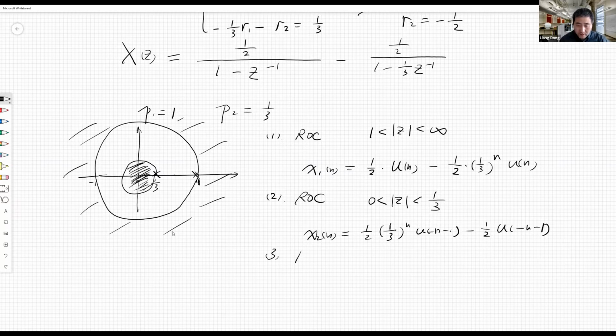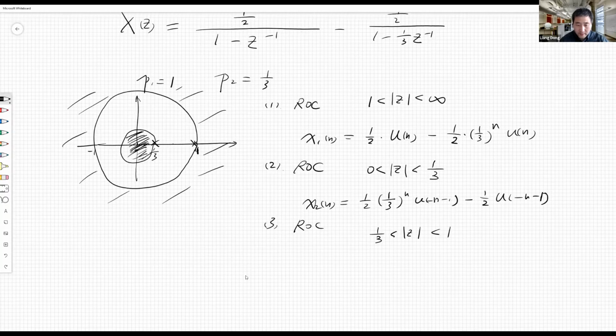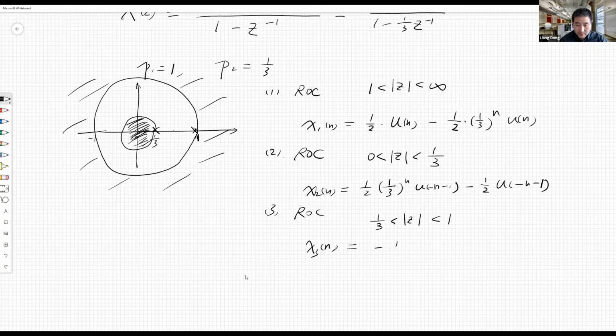The third case is when the region of convergence is in between these two radii, between 1 over 3 and 1, and therefore we can quickly write out the answer. The first part is the anti-causal part, and the second part is the causal part. So I have the answer for that. Those are the three possibilities, depending on three different regions of convergence.